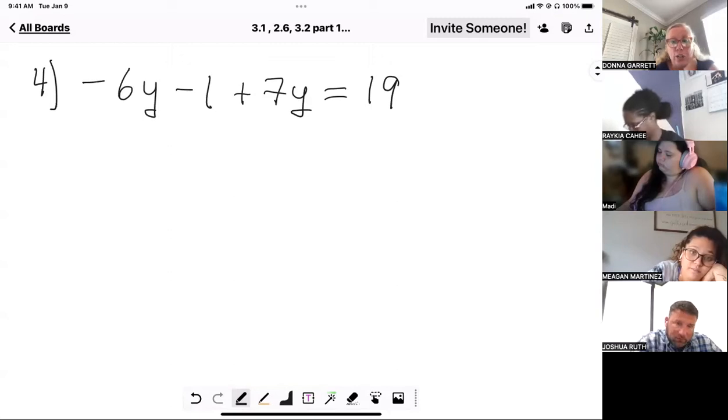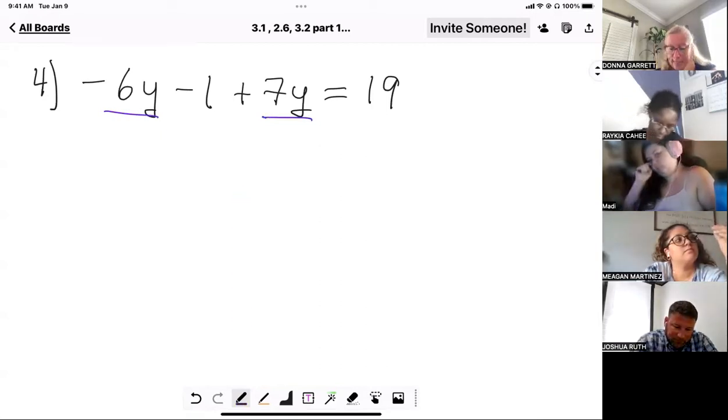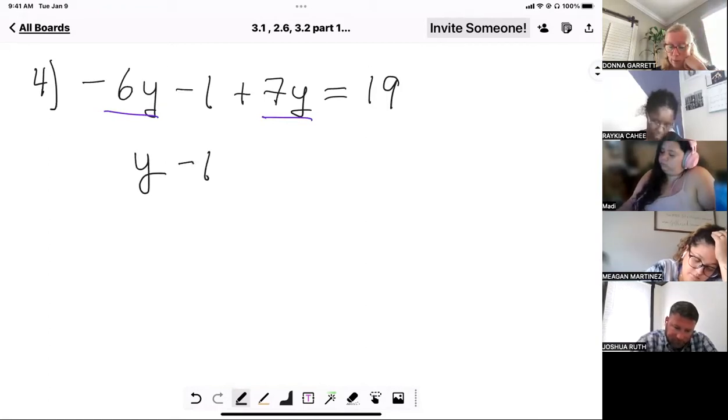Okay, so the question you're going to ask yourself every time: is there anything I can simplify first? Yes, I have those two y's. I know for sure I can combine like terms. I can put them together. So negative 6y plus 7y, 7 minus 6, that's just one y. If you need to put 1, put 1. It's just one y. y minus 1 is equal to 19.